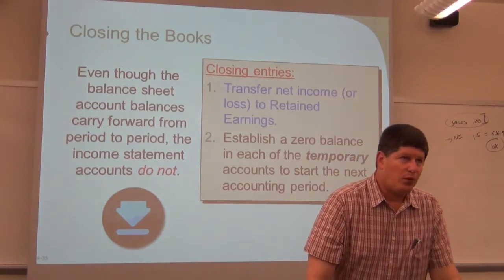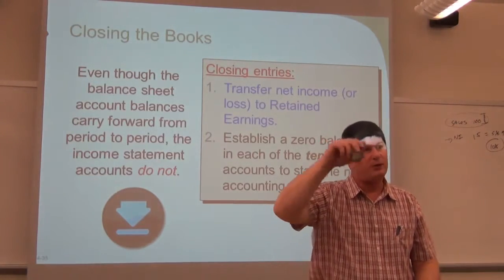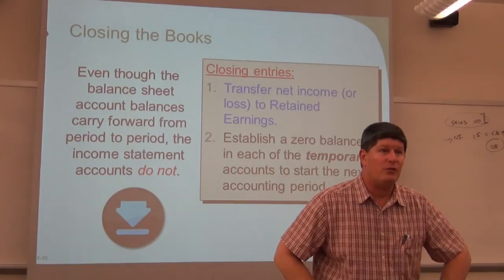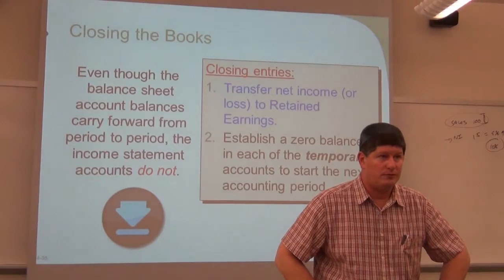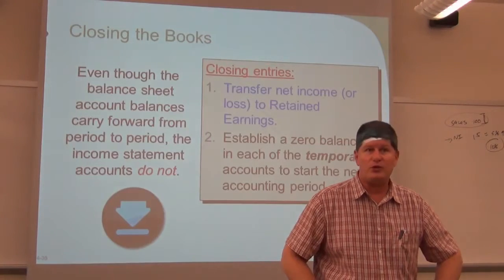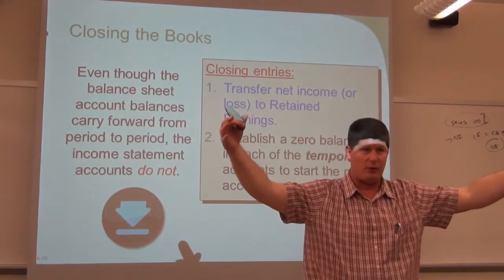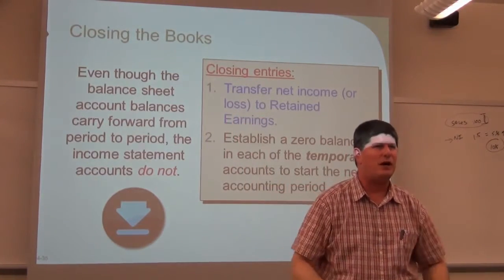However, we want to calculate profitability month by month, accounting period by accounting period. So all of our revenues and expenses at the end of a month, we zero them out so that we can start over and track how much profit we made in February, right? Otherwise, if you don't zero them out, all you know is here's my profit for January and February. Does that do me any good? Sort of, but not as much.